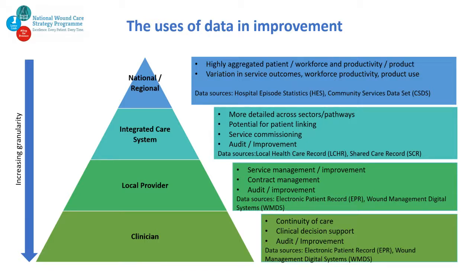Then that can be built up to the next level, which is if we combine data about local providers, what does that mean for an ICS footprint? So can we go up another level and see where there's opportunity to commission services on a broader footprint or make changes across an ICS? And then aggregate that up even further and ask, can we start to understand how wound care services are being delivered either regionally or nationally, so that we can spot those variations that Julian Guest found in his work that I referenced a bit earlier.